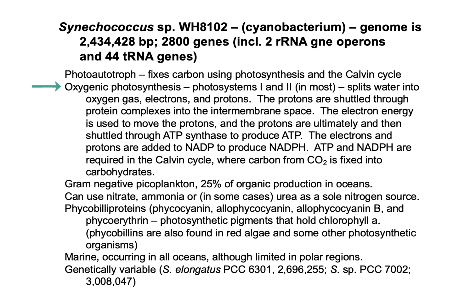So already you can see that would take a large number of genes in order to accomplish all of that. So again, this is a gram-negative picoplankton. That is, these are actually small cells, and 25% of the organic production in the oceans comes from this group of cyanobacteria. It can use nitrate, ammonia, or urea as a sole nitrogen source.